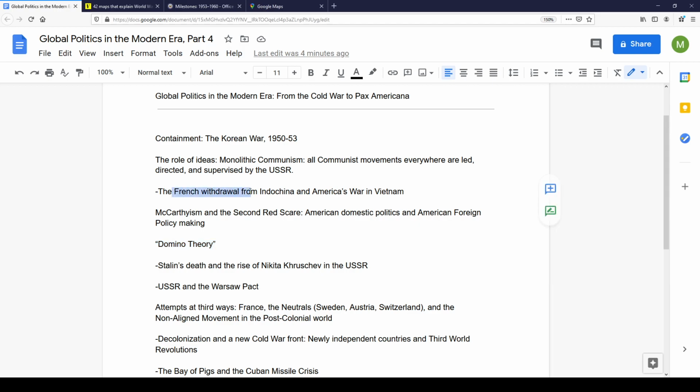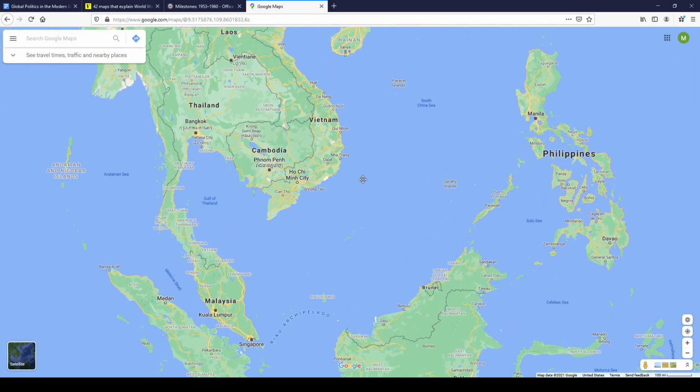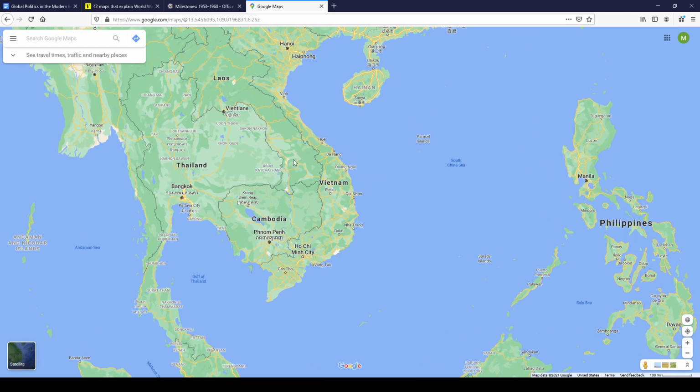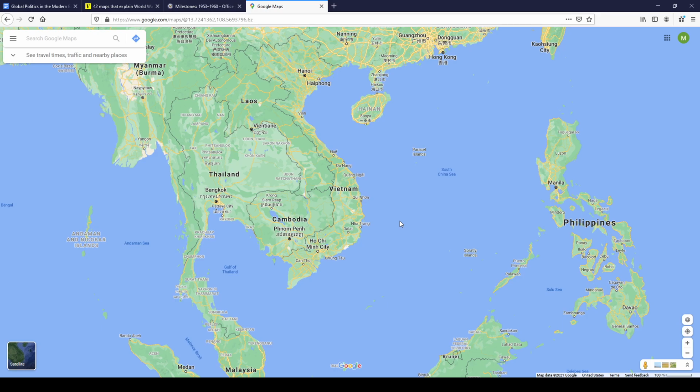French are gone, temporary division, supposed to be unified by democratic elections, but the United States is going to see to it that South Vietnam, if at all possible, does not participate. If they can't find their own popular leader who could rival or beat Ho Chi Minh, then they're just going to pull out of the elections altogether.